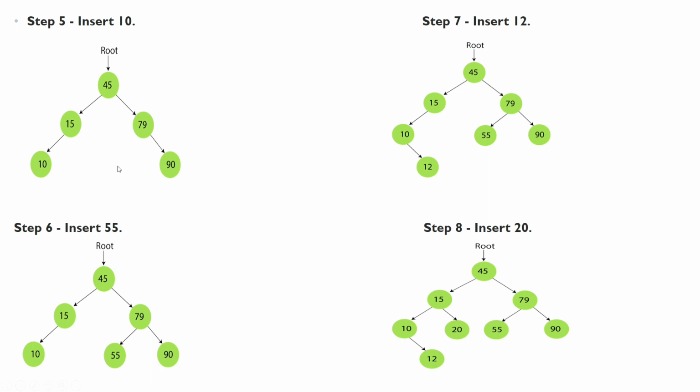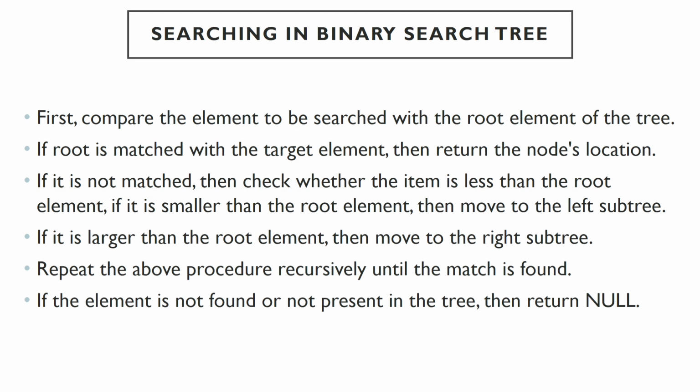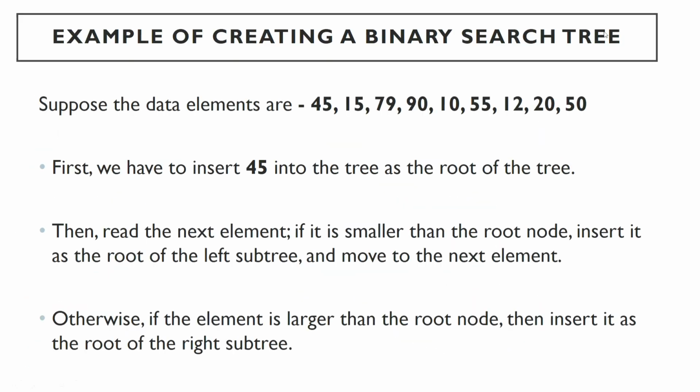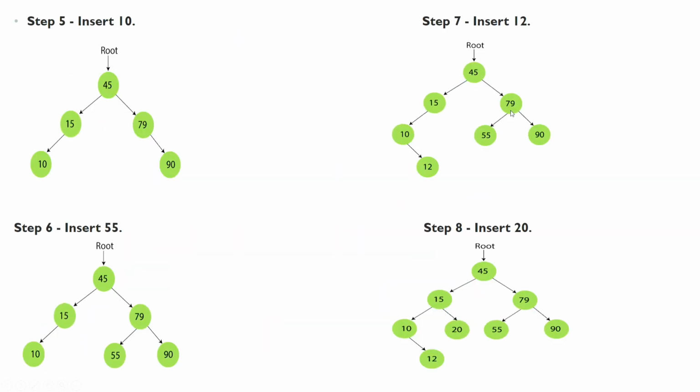Step 6 will be to insert 55. Now we have to insert 55. Okay, step 6. So 55 is larger than 45 obviously, but smaller than 79. So it will be inserted as the left subtree of 79. So it will be inserted like this.